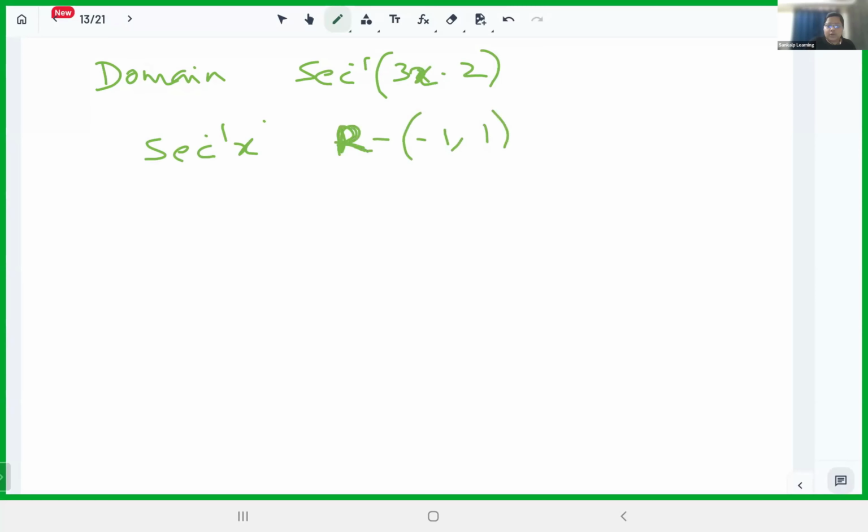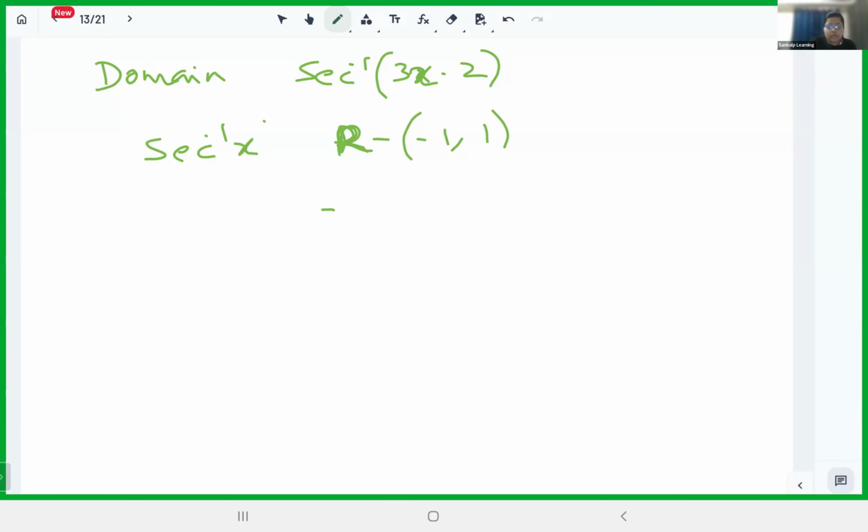Sec means the reciprocal of cos. So R minus (-1, 1) is the domain of sec inverse. That is, we are removing all the numbers in between minus 1 and 1 from the set of real numbers. Minus 1 and 1 are included because it is an open bracket, right? So in between, all the numbers are removed from the domain.